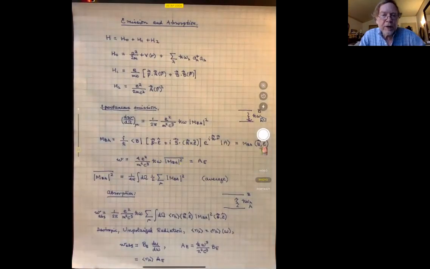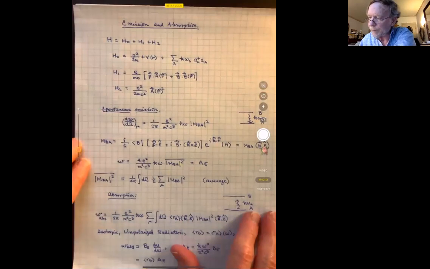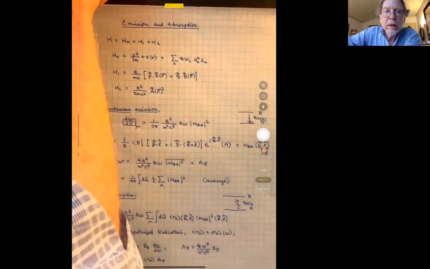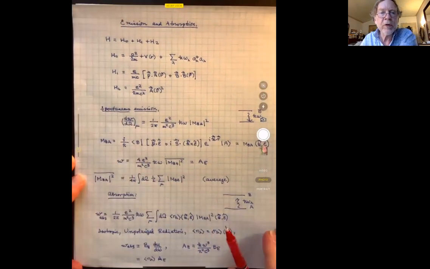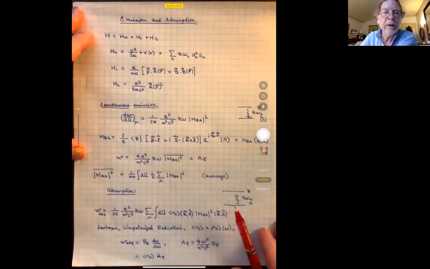All right, ladies and gentlemen, this is the summary sheet from Tuesday's lecture. So let me go over it quickly. We were dealing with the emission and absorption of radiation, for simplicity, just from a single electron atom.